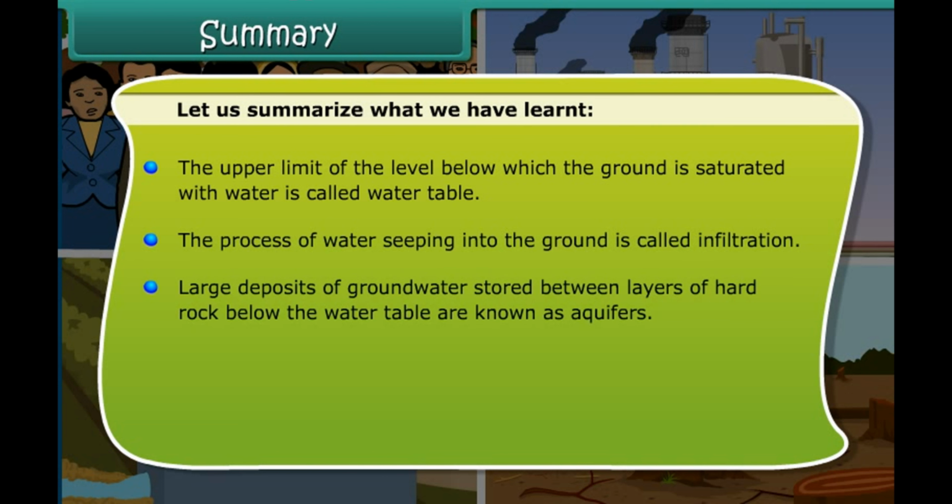Large deposits of groundwater stored between layers of hard rock below the water table are known as aquifers. Indiscriminate use of water leads to depletion of the water table.